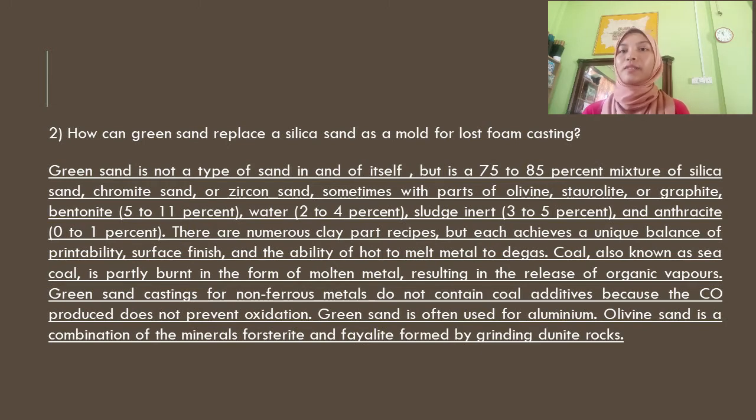Green sand castings for non-ferrous metal do not contain coal additive because the CO produced does not prevent oxidation. Green sand is often used for aluminium. Olivine sand is a combination of the minerals forsterite and fayalite formed by grinding dunite rocks.